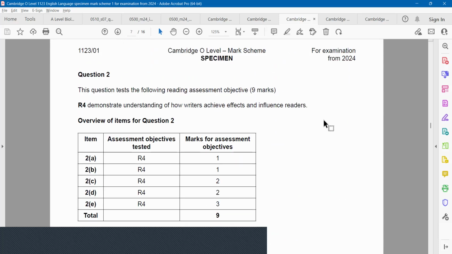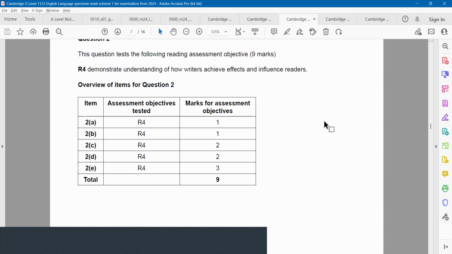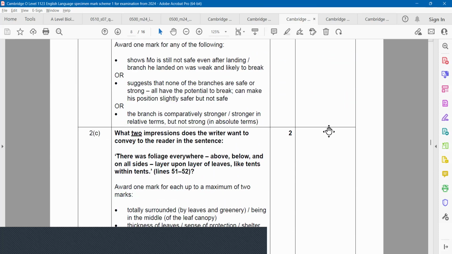For question 2, which is the writer's meaning and effect, it's R4 that is being tested, and you can see that's R4 throughout. That is to demonstrate an understanding of how writers achieve effect and influence readers. We've spoken about that as well. Moving on.